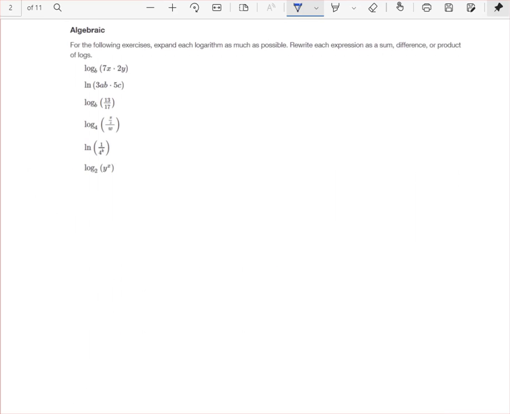So for example, on the first one, it's a multiplication. So you would write it as log b of 7 times, and that 7 and the x are also multiplied. So I can write it as log b of 7 plus log b of x. You see everything is added, so we write it like that.